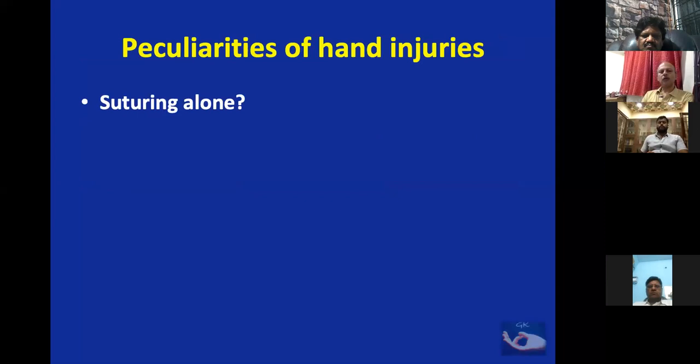Now, peculiarities of hand injuries. Is it just suturing? Now, supposing I am a general surgeon and I see a patient with an injury to the hand. Is it enough if I just suture the wound? It is not enough most of the times because there are so many important structures underneath which can cause loss of function. As I told you, two things are very important, form and function. Please remember these two important points as we keep treating all hand injuries.